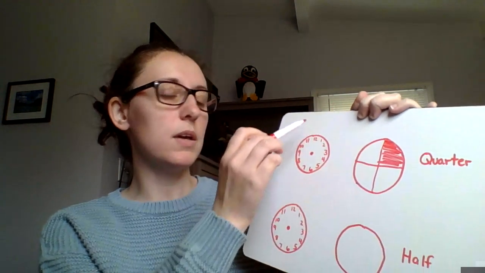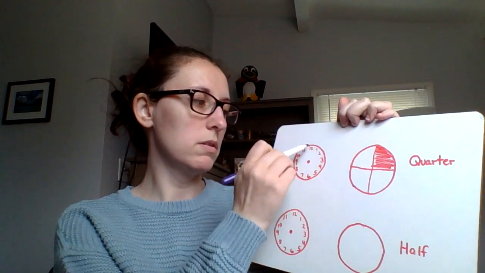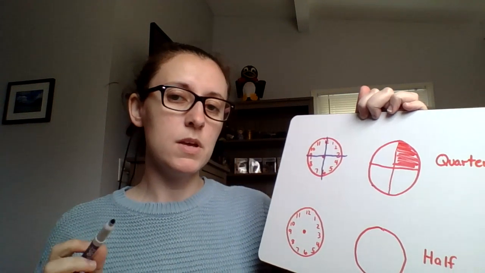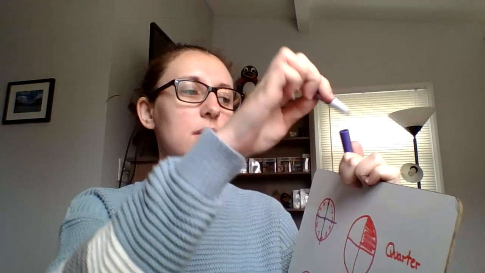So I could take a line down. I could split my clock into fourths or quarters, but you wouldn't see that drawn on the clock. You would just see the hands. So you have to think in your mind that I'm splitting this into quarters.